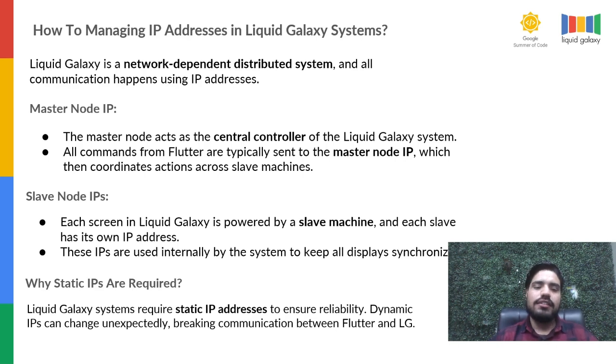And why are static IPs required? Why can't we use dynamic IPs? Because dynamic IPs can change unexpectedly, breaking communication between Flutter and LG. Whenever we send or execute a command on the system, the IP may automatically change. That's why we use static IPs.